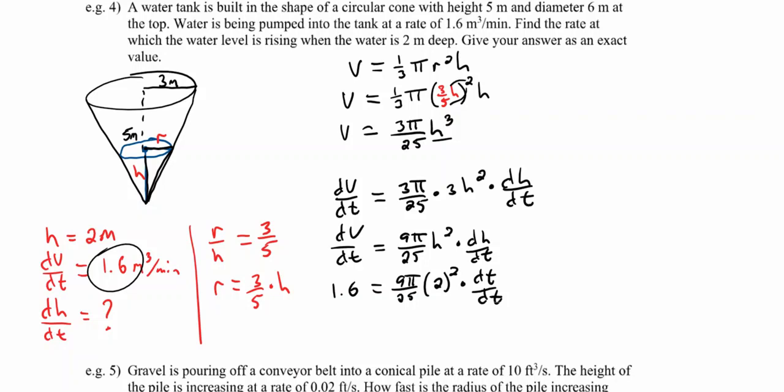Okay, so this is really, one more time, 1.6 is equal to 36 pi over 25 times dh/dt, sorry guys, dh/dt. Okay, if you just rearrange this, 1.6 times 25, and then divided by 36, we end up getting 10 over 9 pi is equal to dh/dt.